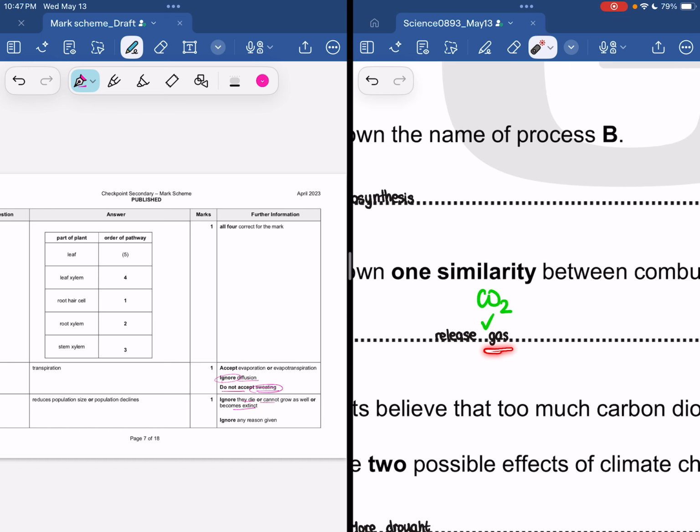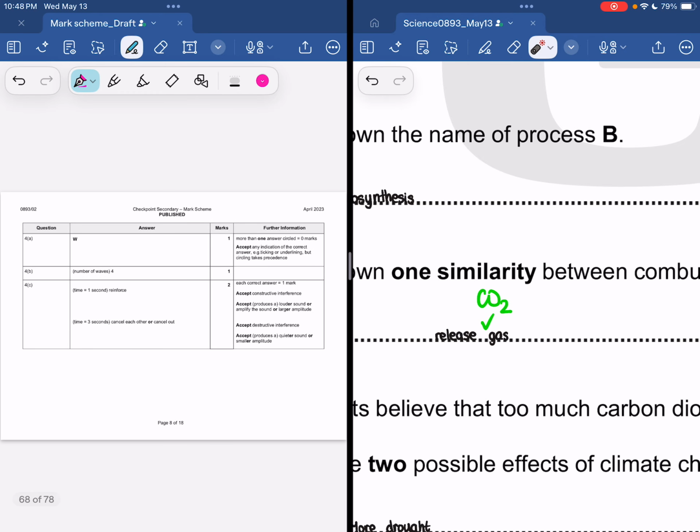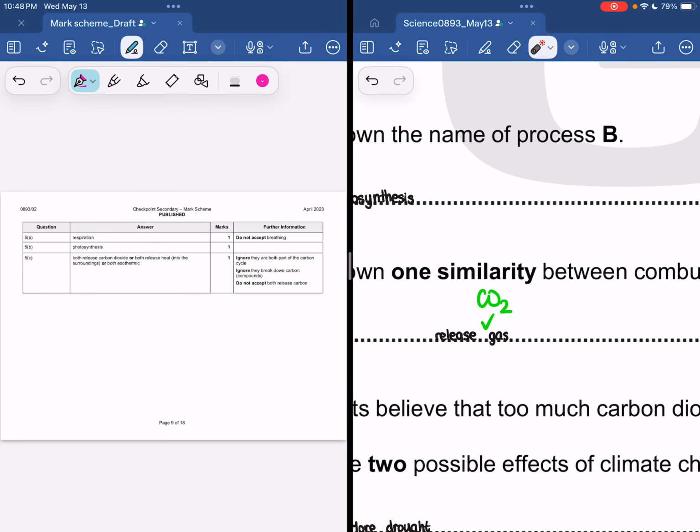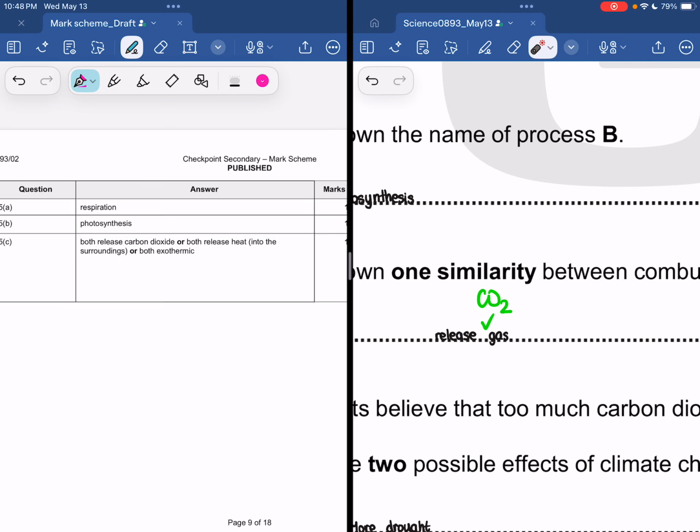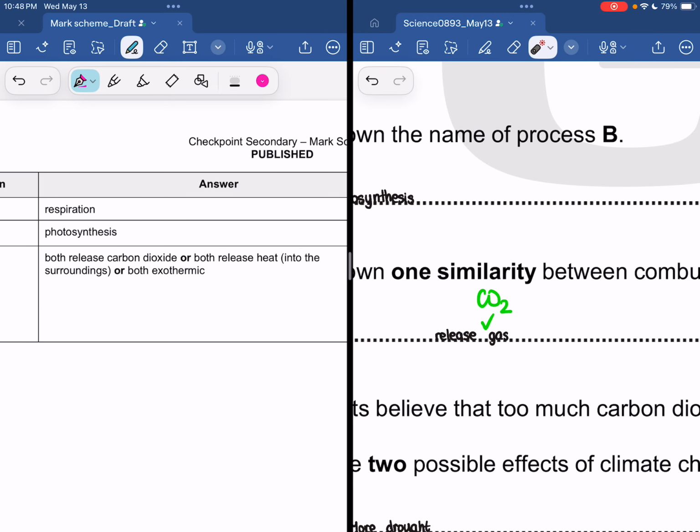Yeah, but what kind of gas? Because if you just mention gas, it could be oxygen, it could be nitrogen, it could be many different kinds of gas. So here, to make it more specific, you just mention carbon dioxide, okay? Let's have a look at their mark scheme. See, they also mention carbon dioxide, or release heat, or if it's releasing heat, then it should be exothermic reactions. But you mentioned this one, which is good enough, okay?